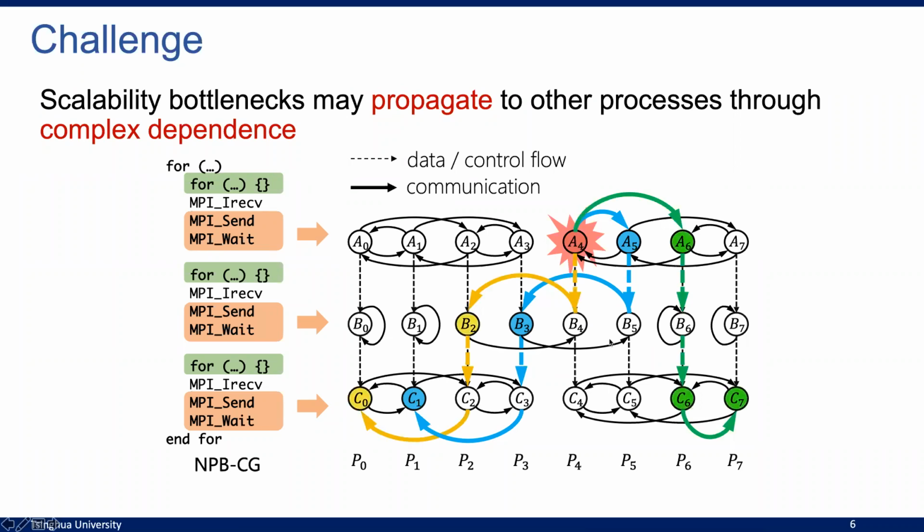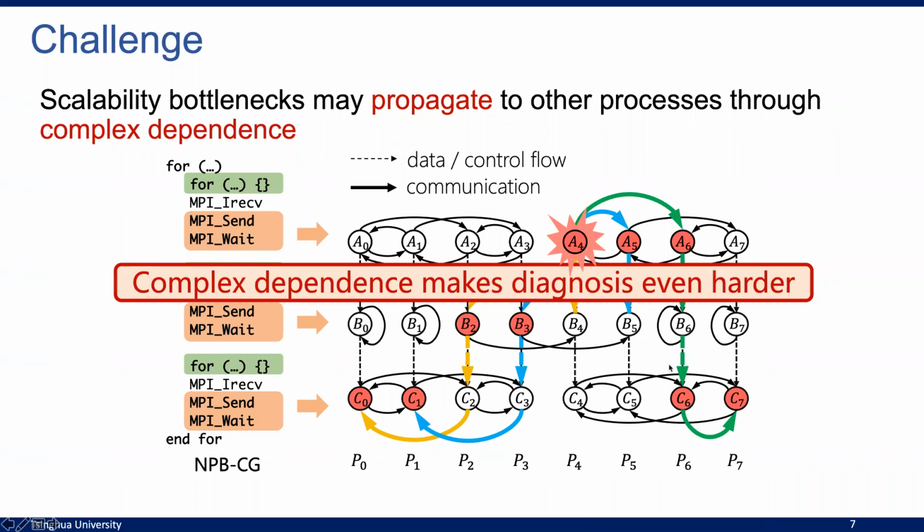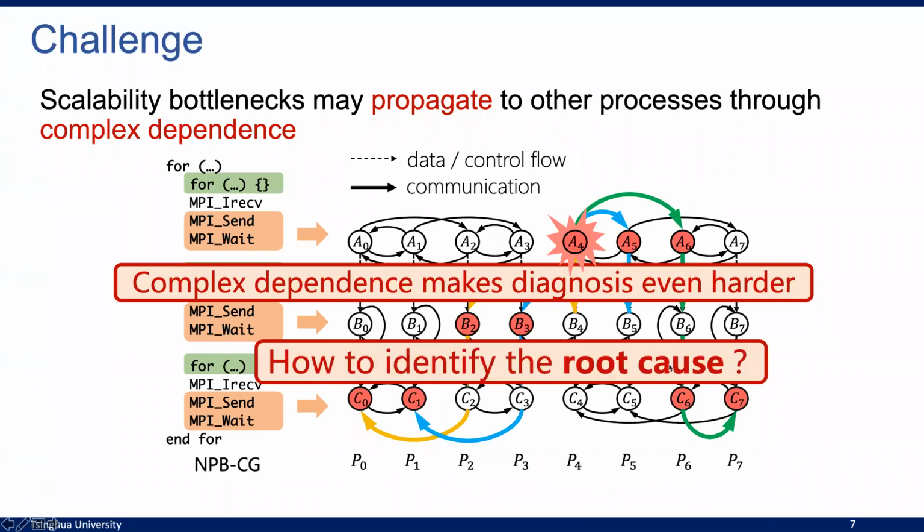There are many similar propagation paths when the program is running. And it causes many scalability bugs in different code snippets and in different processes. The complex dependence makes diagnosis even harder. So how do we identify the root cause, the A4 here? This question is the target problem of this work.